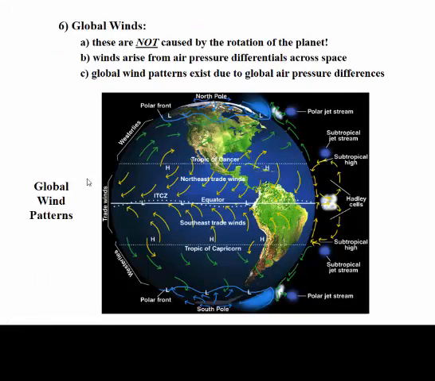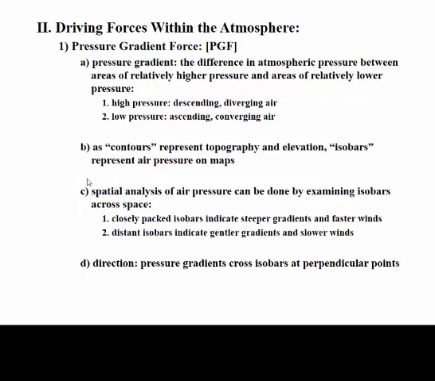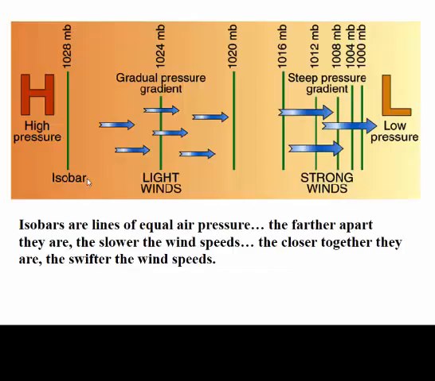We've got global winds. They're not caused by the rotation of the earth. They arise from air pressure differentials, high pressure and low pressure across space. This is what we call our pressure gradient, the movement of wind from high pressure to low pressure. So we have strong winds where this pressure gradient, the differences in temperature, is a lot more pronounced than low pressure, when it's much more spread out.